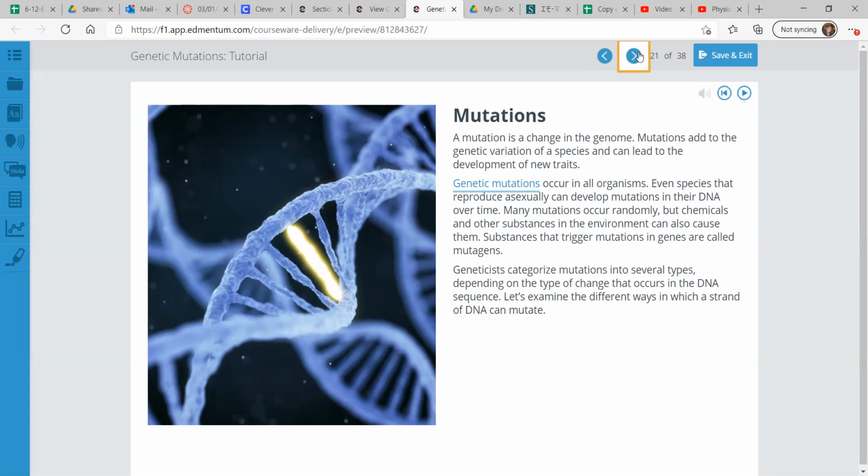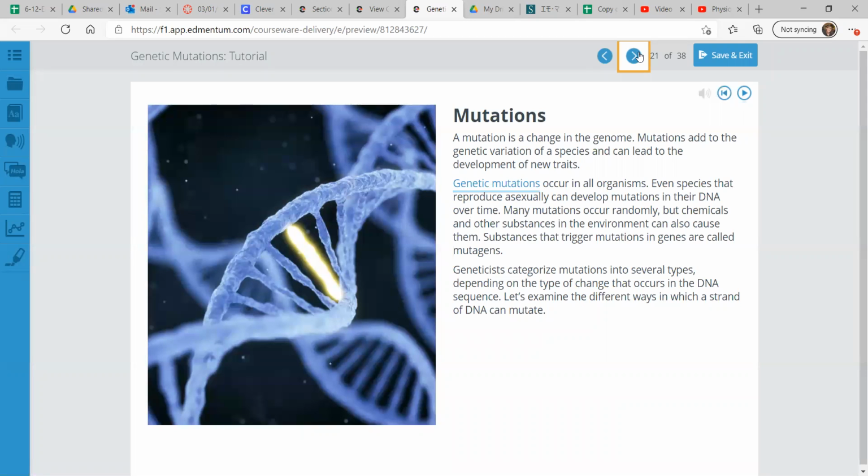Mutations add to the genetic variation of a species and can lead to the development of new traits. Genetic mutations occur in all organisms. Even species that reproduce asexually, which means they can just reproduce themselves, can develop mutations in their DNA over time. Many mutations are random, but chemicals and other substances in the environment can also cause these mutations. Substances that trigger mutations in genes are called mutagens.